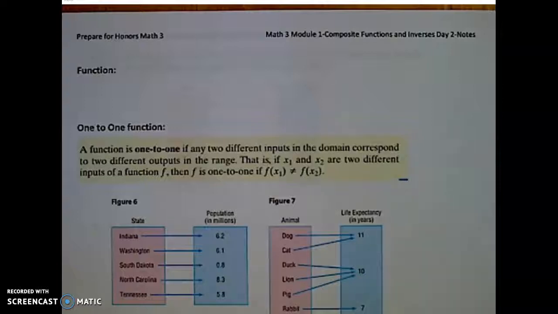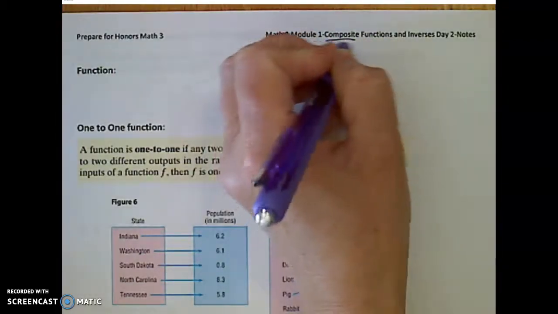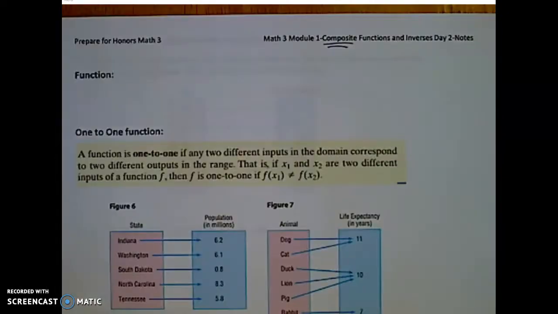Hello, Honors Math 2. Let's see, this is Math 3, Module 1, Day 2. Yesterday we saw composite functions.